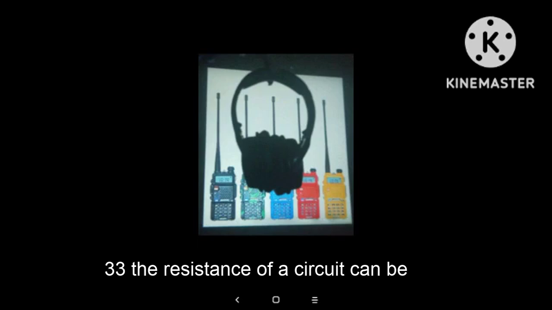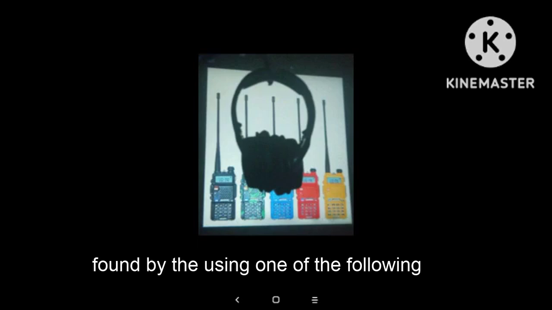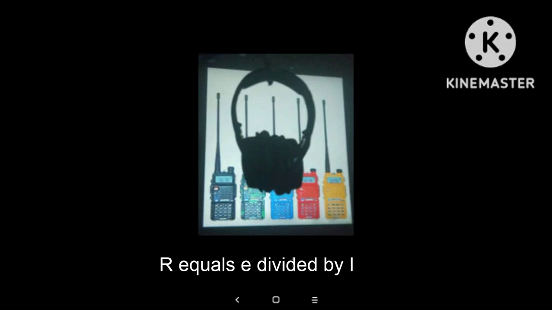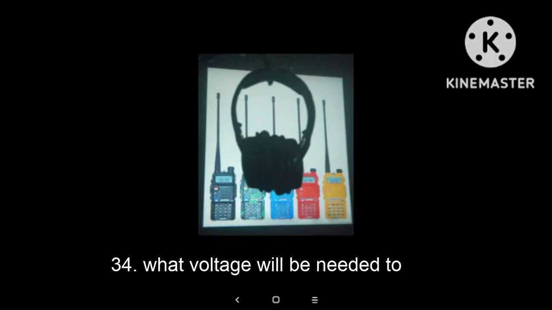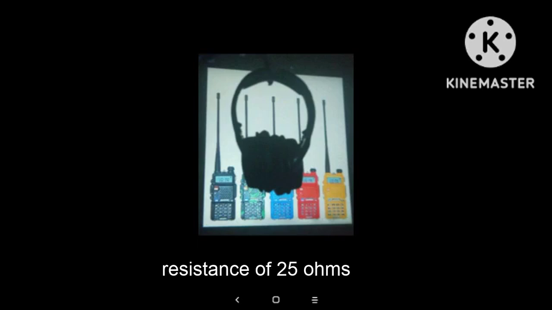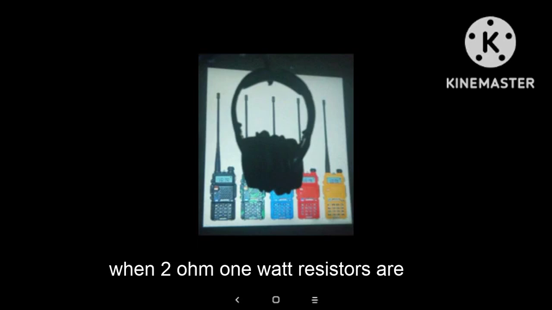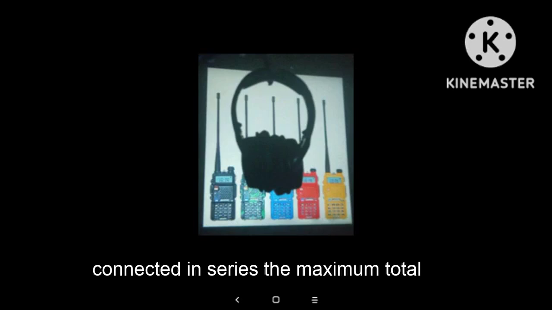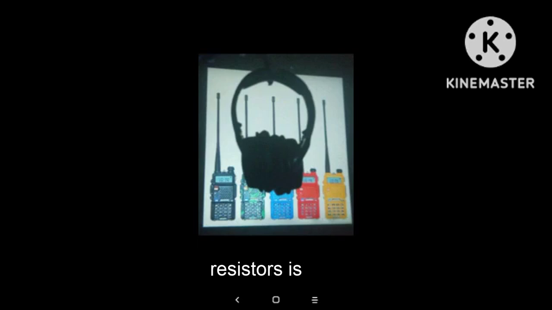33. The resistance of a circuit can be found by using one of the following. R equals E divided by I. 34. What voltage will be needed to supply a current of 200 milliamps to operate an electrical lamp which has a resistance of 25 ohms? 5 volts. 35. When 2 ohm 1 watt resistors are connected in series, the maximum total power that can be dissipated by the resistors is 2 watts.